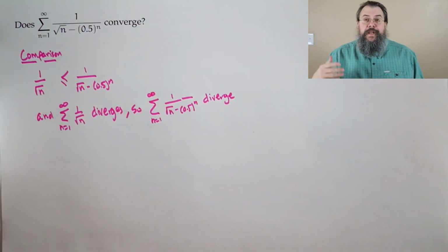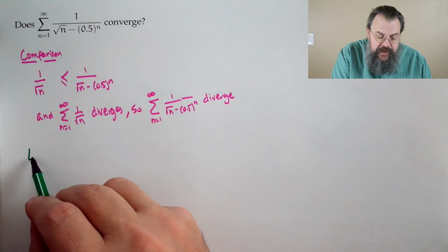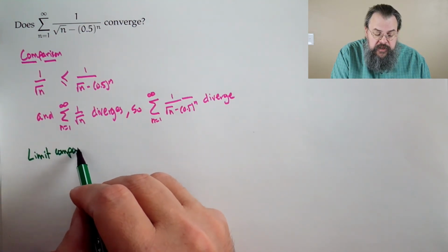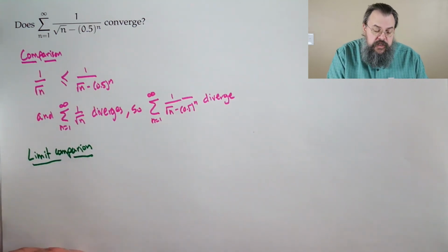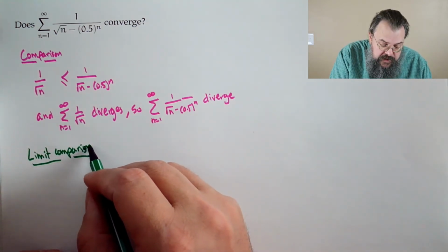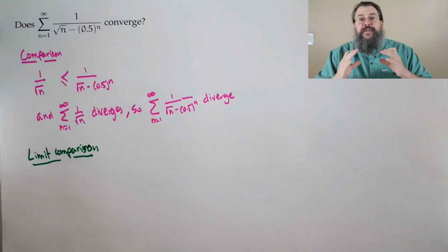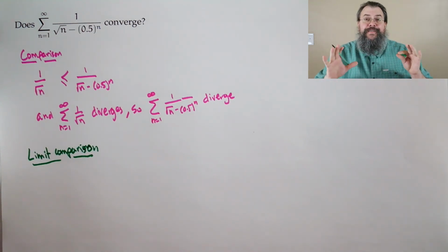Now, what if we were doing limit comparison? We might as well see both. And limit comparison, we actually kind of already did. So what's the idea of limit comparison? Limit comparison says, hey, let's focus on the real essential growth. Or, as I like to say, let's get rid of the noise.